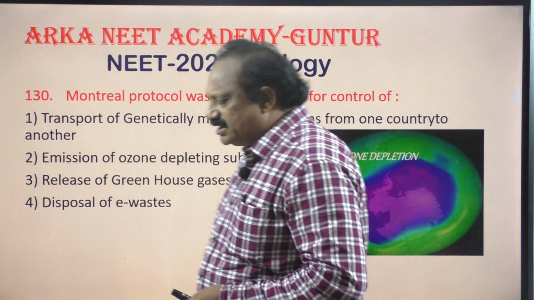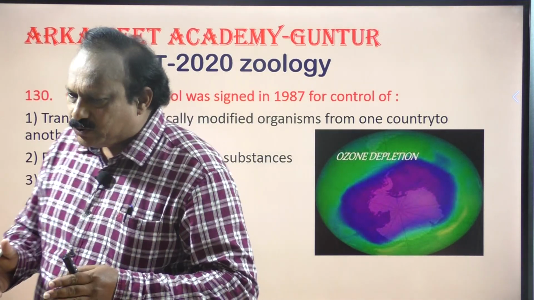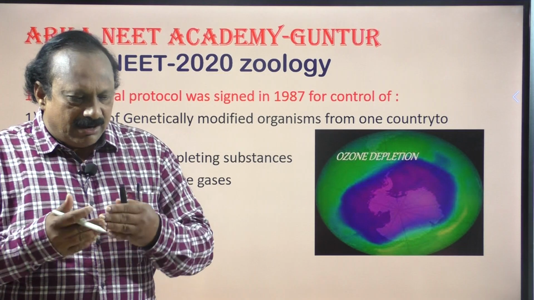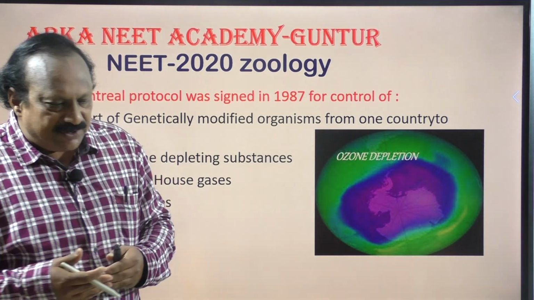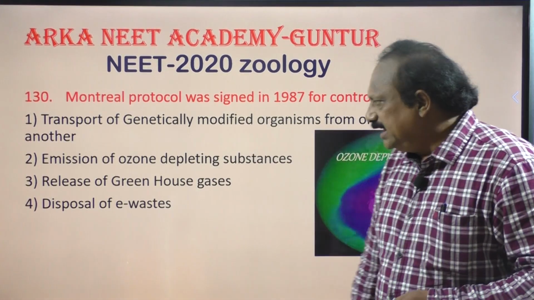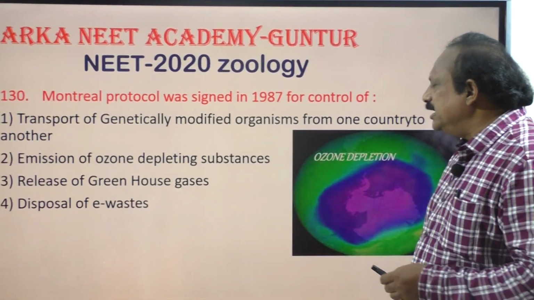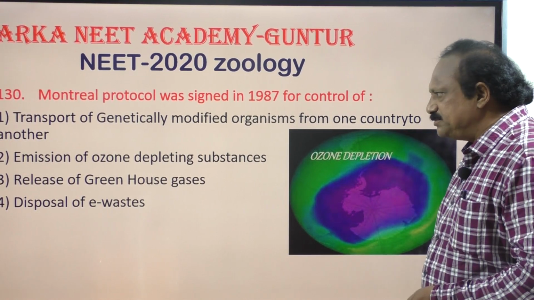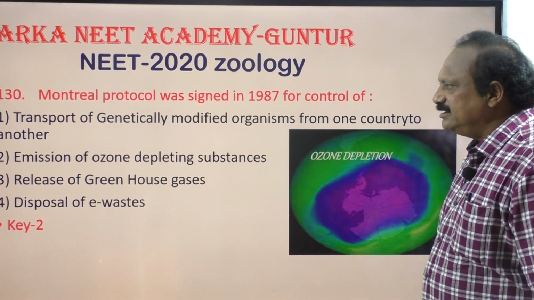There are some substances which can deplete the ozone in the stratosphere and cause the penetration of the UV rays onto the Earth's surface. Therefore, the Montreal Protocol is related to the emission of ozone depleting substances. So, the second answer is the correct option.